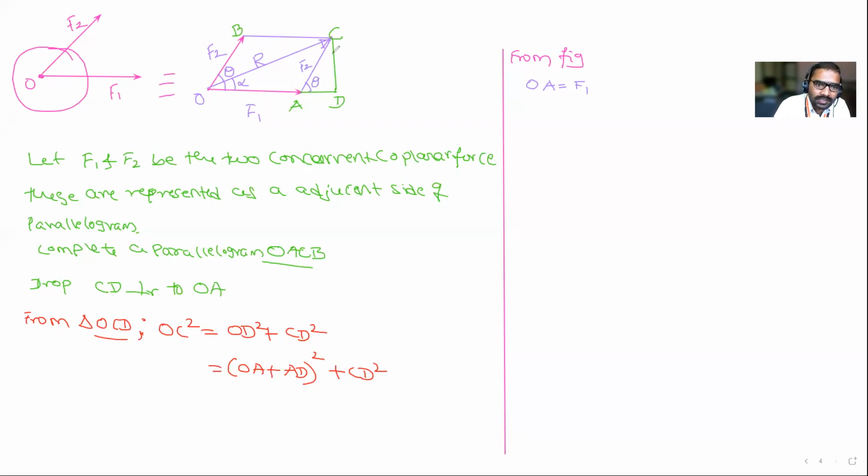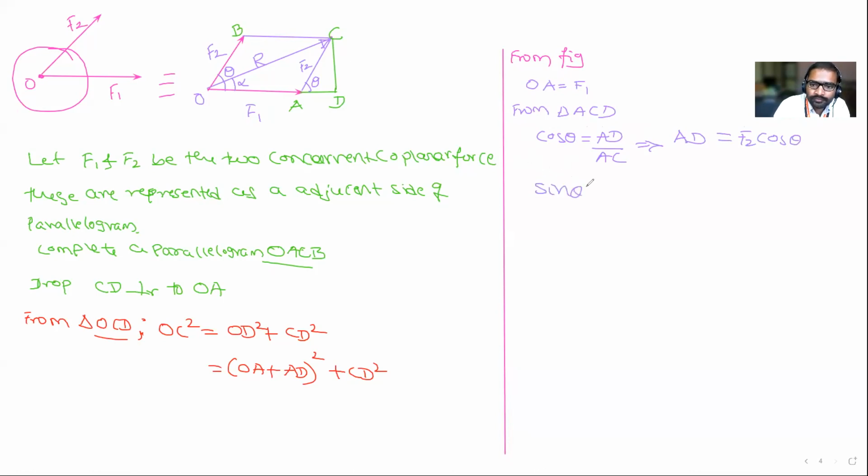From triangle ACD, can you tell me what is cos theta? Cos theta is adjacent upon hypotenuse. What is adjacent? AD upon AC. I want to find out the AD value. From this, AD is equal to AC times cos theta. What is AC equal to? See here, AC is equal to F2. So AD is F2 cos theta.